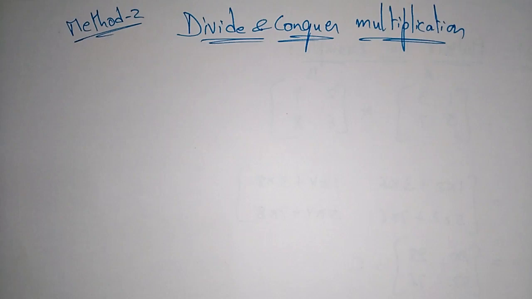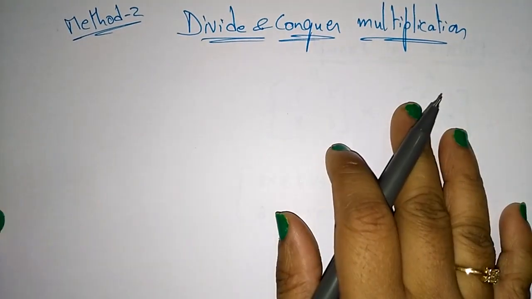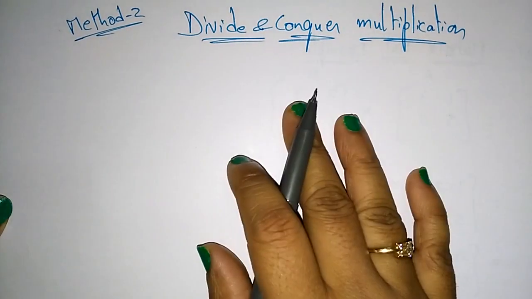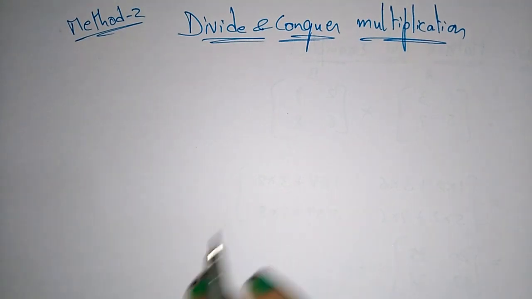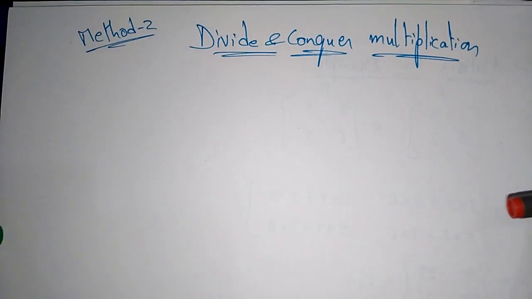Students, coming to the next topic, that is a continuation of this matrix multiplication. In the previous video I explained the basic matrix multiplication. Now let us see the second method, that is the divide and conquer matrix multiplication. In the divide and conquer method, to multiply two square matrices you have to follow some steps. Let us see what this is.